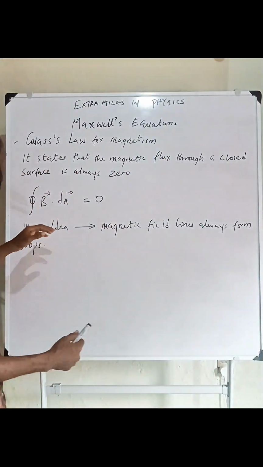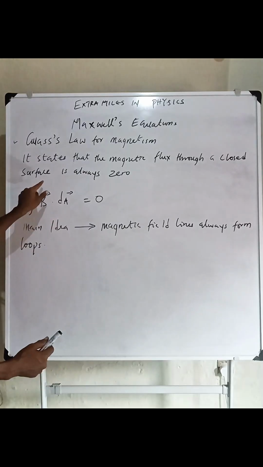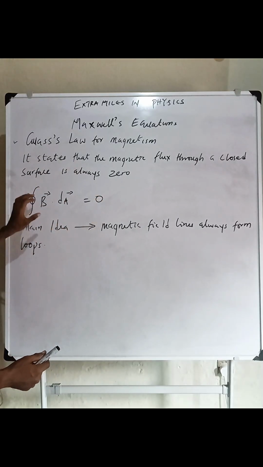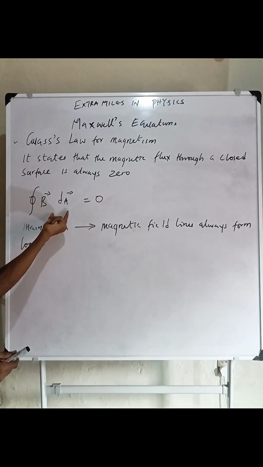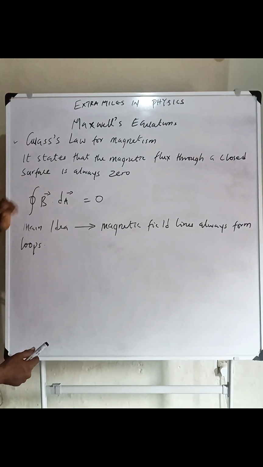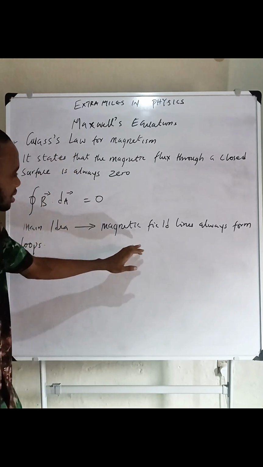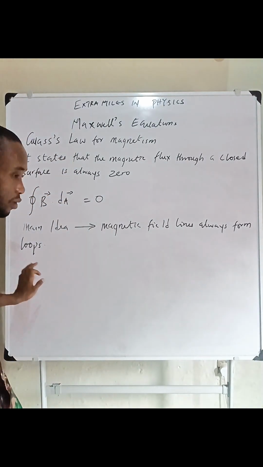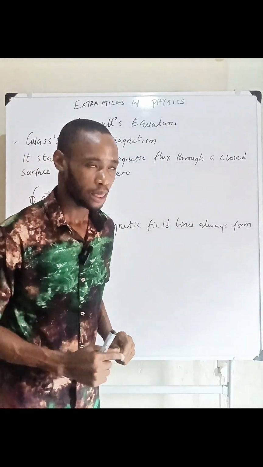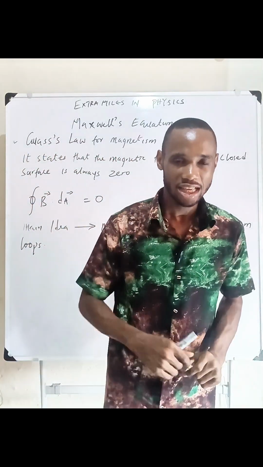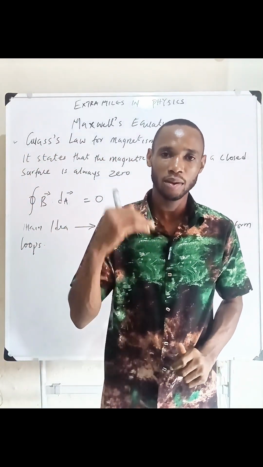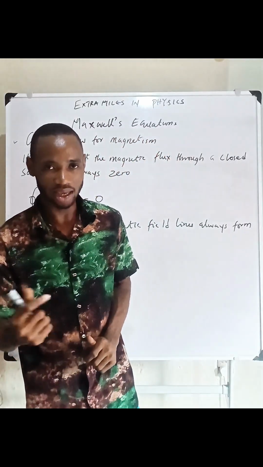So let's come back here. The magnetic flux through a closed surface is always zero, and this is our Maxwell's equation for Gauss's law for magnetism. Now, what is the main idea that you shouldn't forget from this law? Magnetic field lines always form loops. What does this mean? It means that magnetic monopole does not exist.